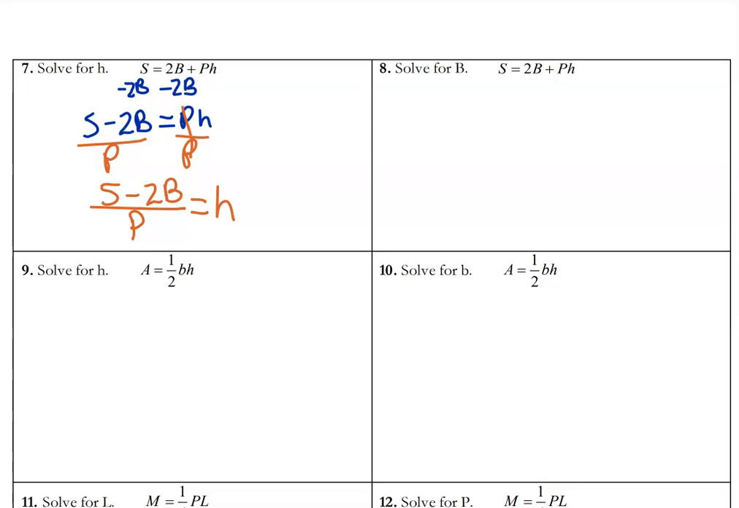All right, number 9. So solve for h. And again, this one's a little bit different. So we have a equals half bh. Notice that this is your equation for area, okay, of a triangle. So half base times height. So this is essentially rearranging the area of a triangle formula. So on this, whenever you have a coefficient, which is what this 1/2 is, you want to go ahead and get rid of that first.